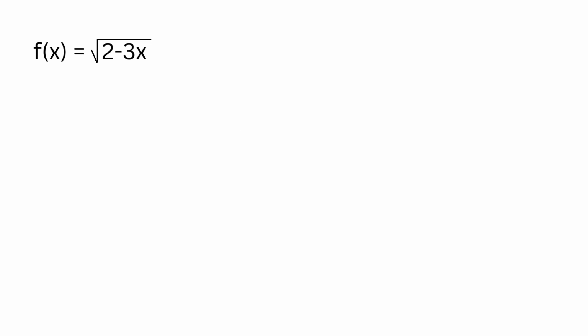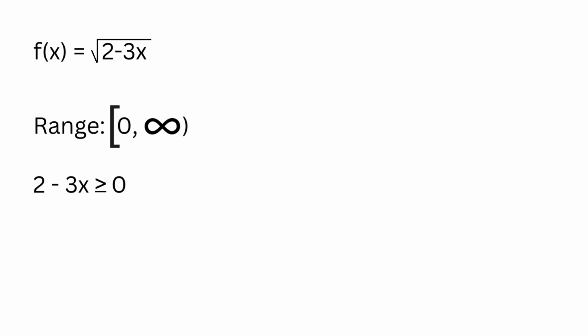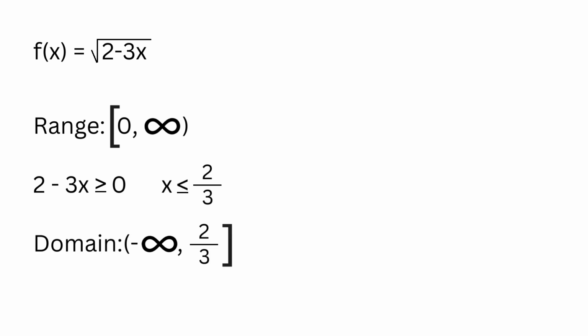Now let's solve for this one. Here the output cannot be a negative value since the function is a radical. So the range is from 0 to infinity, and for the input, the inside of the radical should be positive, so 2 minus 3x greater than or equal to 0. Then x is less than or equal to 2 over 3. Which means the domain is from minus infinity to 2 over 3.